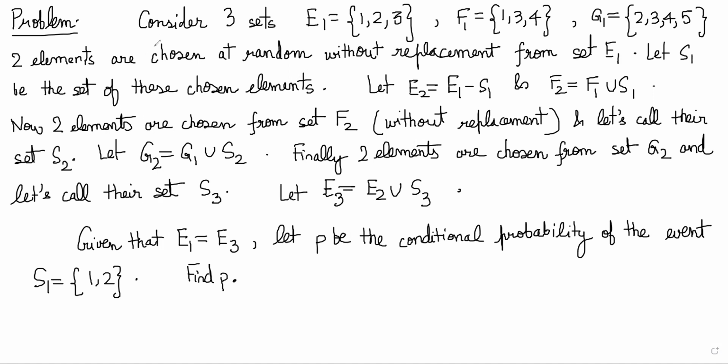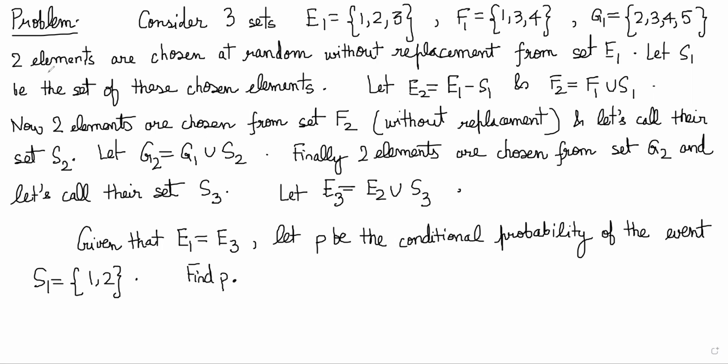This is a long paragraph type of question with a long series of steps. So first I'll explain what the problem is. So the problem says you consider three sets. E1 is equal to {1, 2, 3}, F1 is {1, 3, 4}, and G1 is {2, 3, 4, 5}.